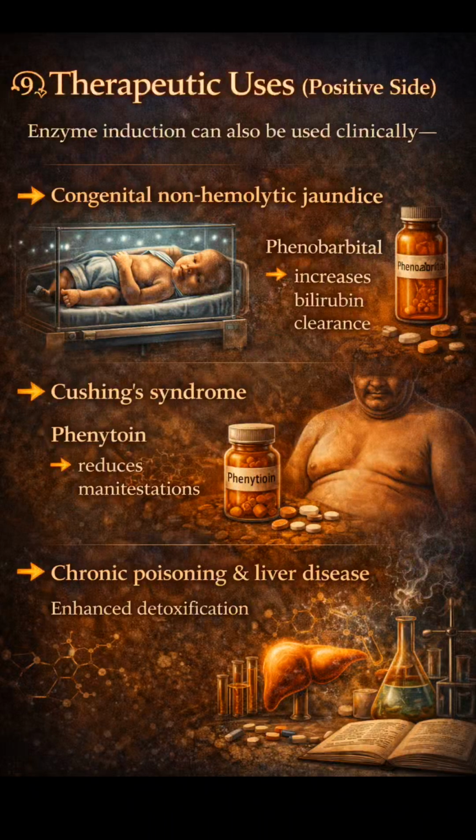Now, let's come to the therapeutic use of this, the positive part. Enzyme induction can also be used clinically. For example, congenital non-hemolytic jaundice. In this case, phenobarbital increases the bilirubin clearance. In Cushing syndrome, phenytoin reduces manifestations. And in case of chronic poisoning and liver disease, it increases the detoxification.